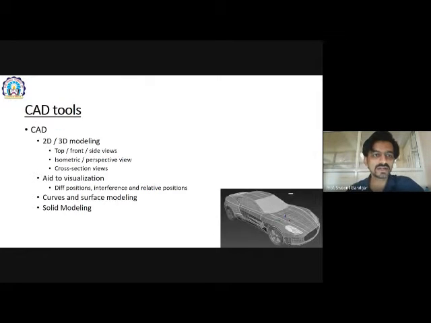The next tool is CAD for 2D and 3D modeling. We get a top view, front view, and side view directly from the software itself. Once we draw a 3D model, we get all the orthographic projections in one click. It also gives us an isometric view and a perspective view, and cross-sectional views as well. So it's very easy once you have made a CAD model.